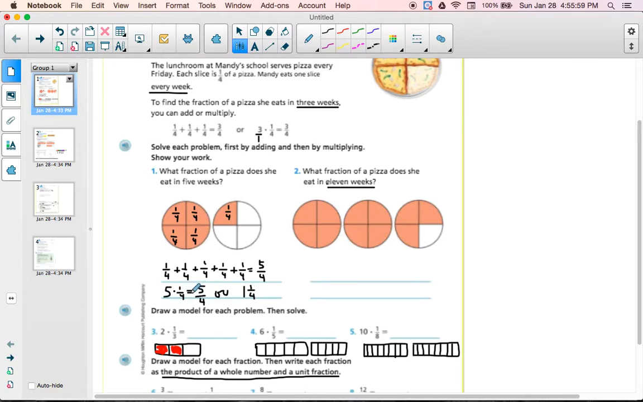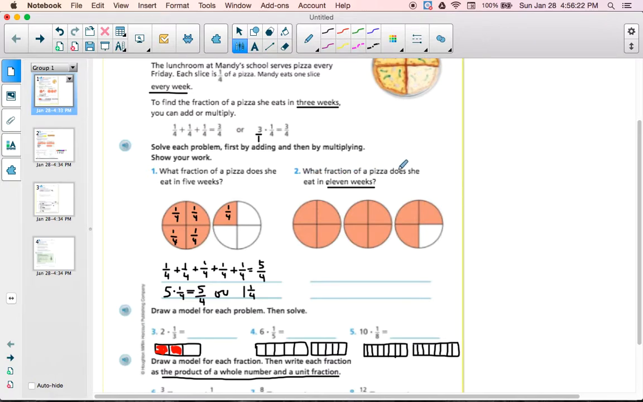5 times 1 is 5. You bring the denominator, 5/4. But we don't normally say I ate 5/4 of the pizza. Normally we change this fraction into a mixed number. You say I ate 1 1/4 of the pizza. All right? So why don't you try this problem right here.